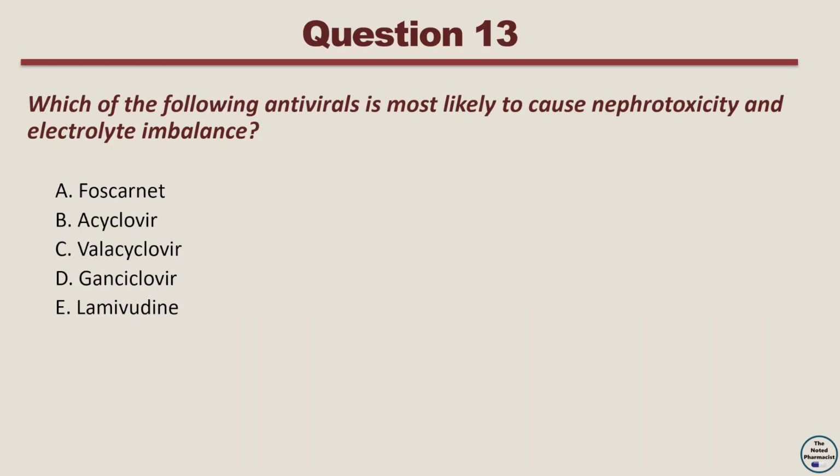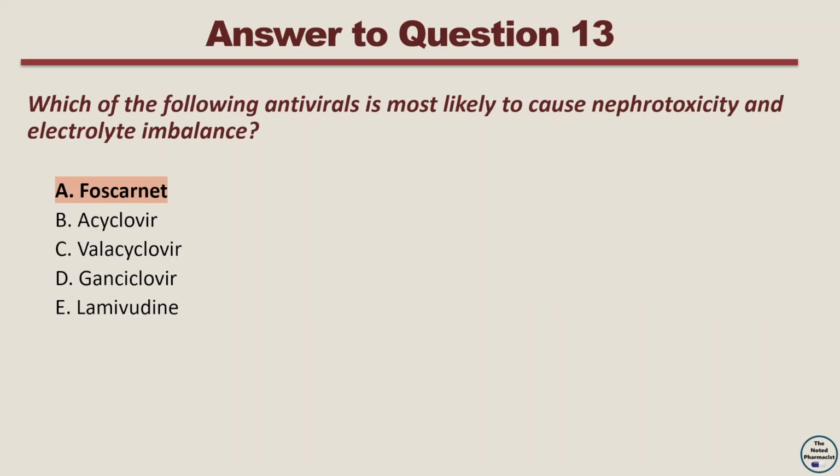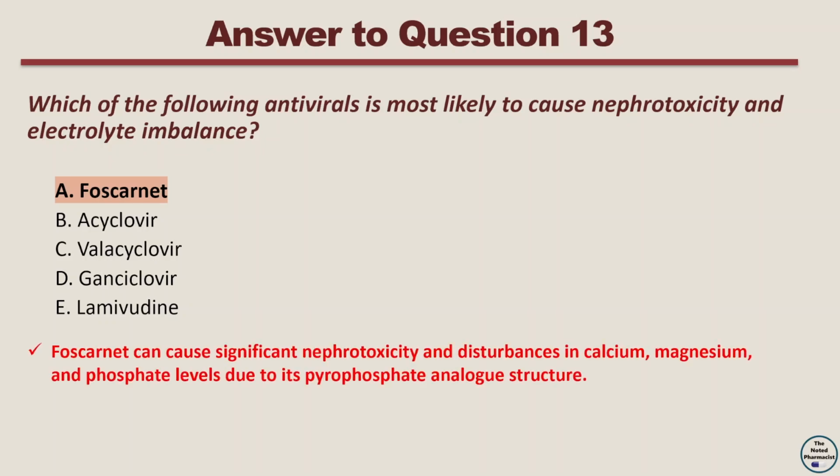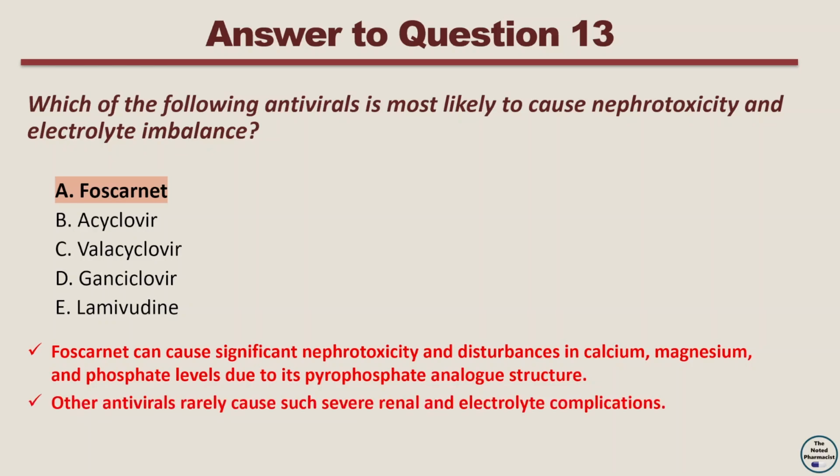The correct answer is option A, foscarnet. This is because foscarnet can cause significant nephrotoxicity and disturbances in calcium, magnesium, and phosphate levels due to its pyrophosphate analog structure. Other antivirals rarely cause such severe renal and electrolyte complications.